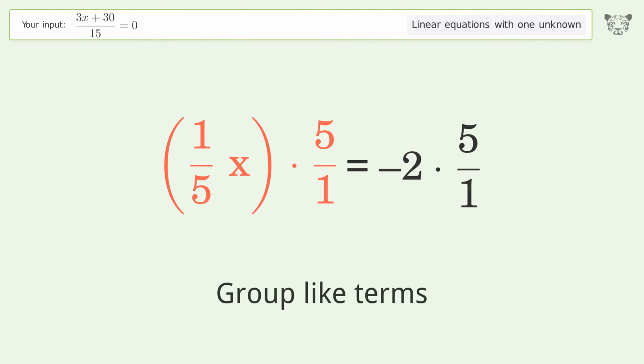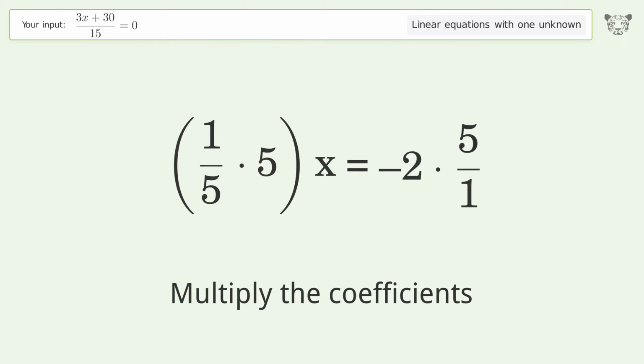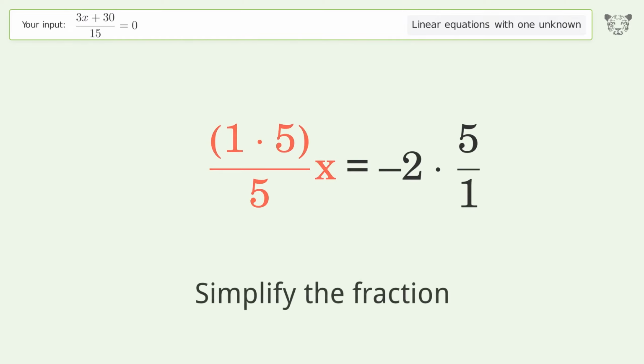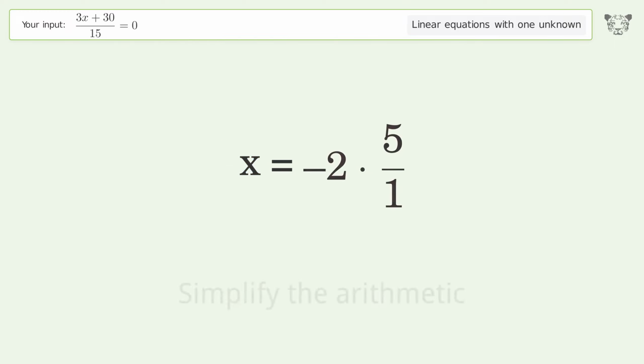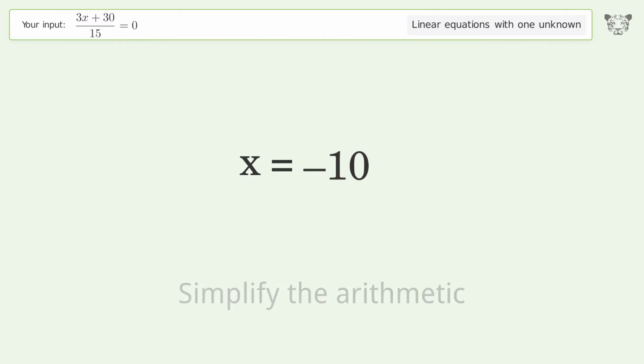Group like terms. Multiply the coefficients. Simplify the fraction. Simplify the arithmetic. And so the final result is x equals -10.